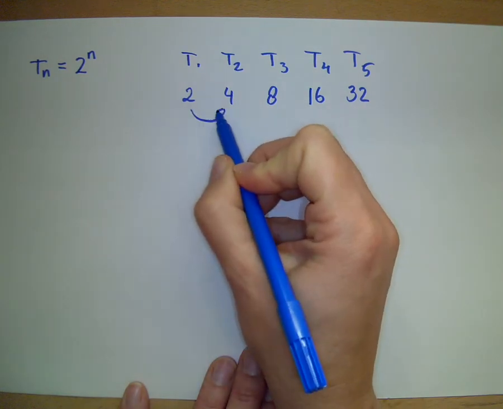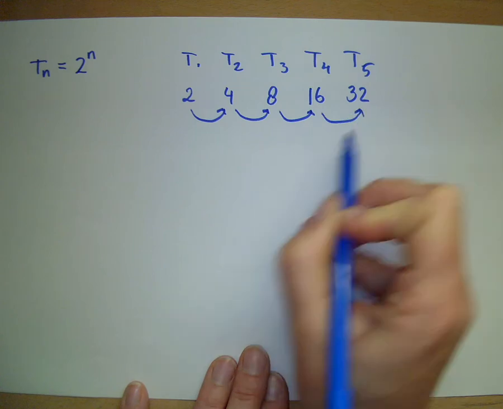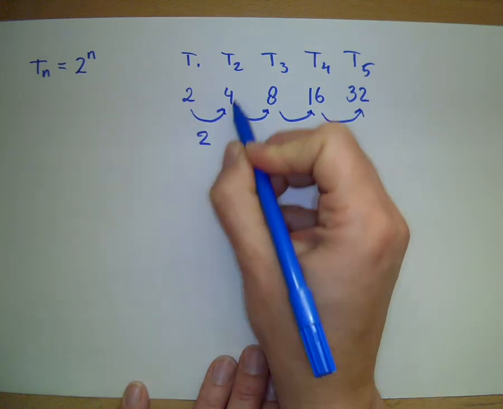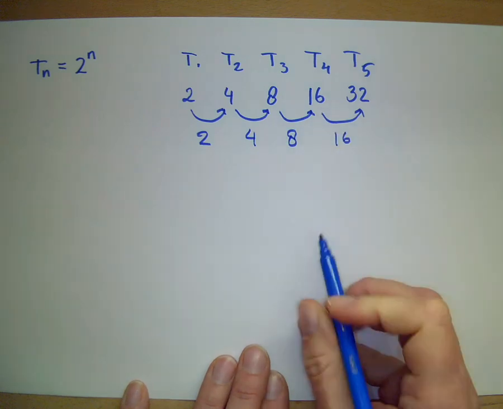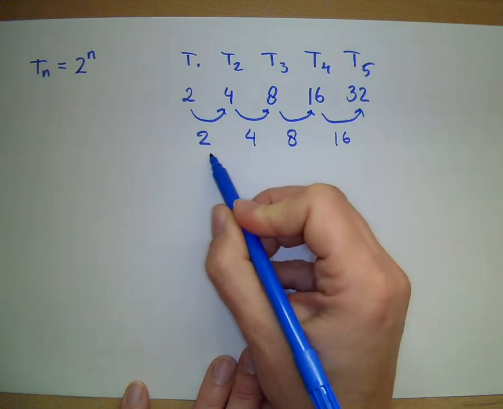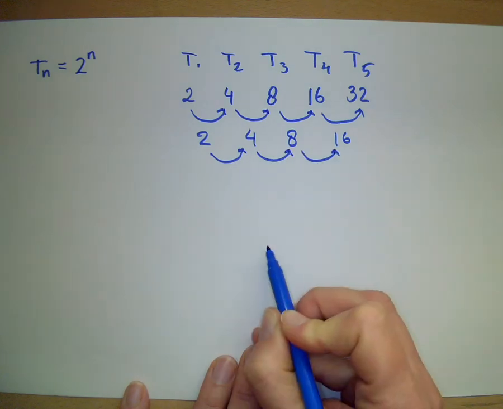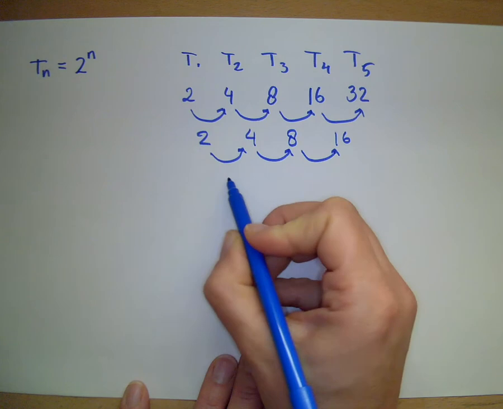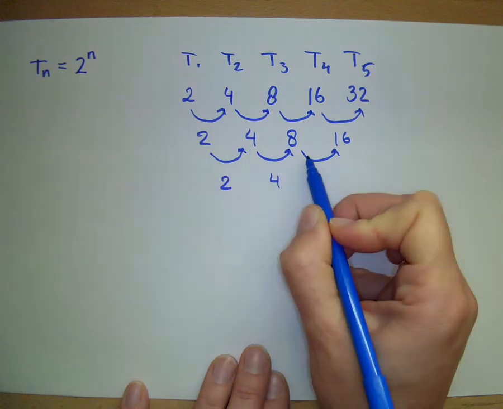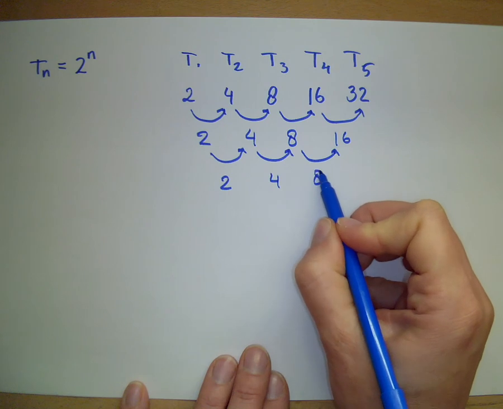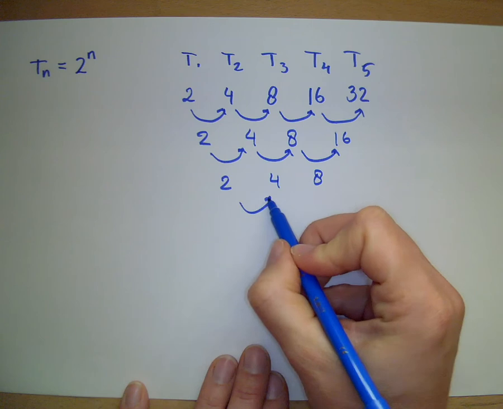Okay, let's look at the differences between the terms. Here we added 2, here we add 4, here we added 8, here we added 16. Ooh, what happens here? Is there anything cool? From 2 to 4, it's 2. From 4 to 8, it's 4. 8 to 16 is 8. Oh my goodness. This is just going to keep going.